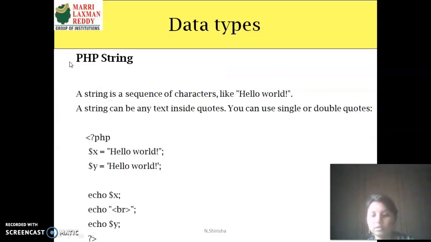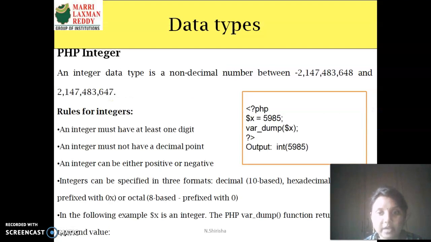Now let me show you the other data types we have. The integer data type is a non-decimal number. You can't pass decimal points, and there should be at least one digit for an integer, either positive or negative, and it can be given in different formats like decimal, hexadecimal, or octal. $x is an integer, and var_dump shows both int and the value, that means both the type and the value. This is another example, and the output you'll get is like this.